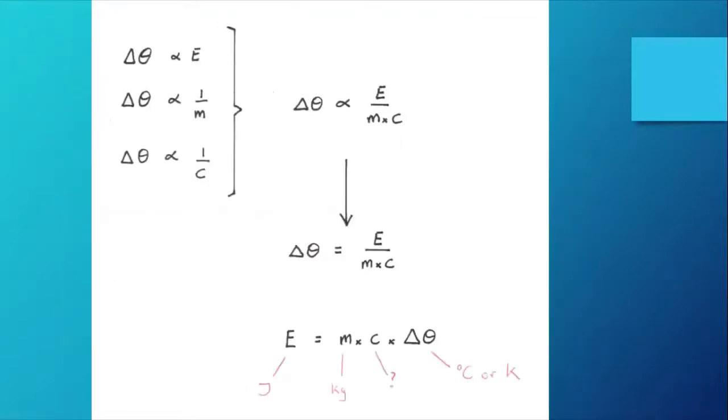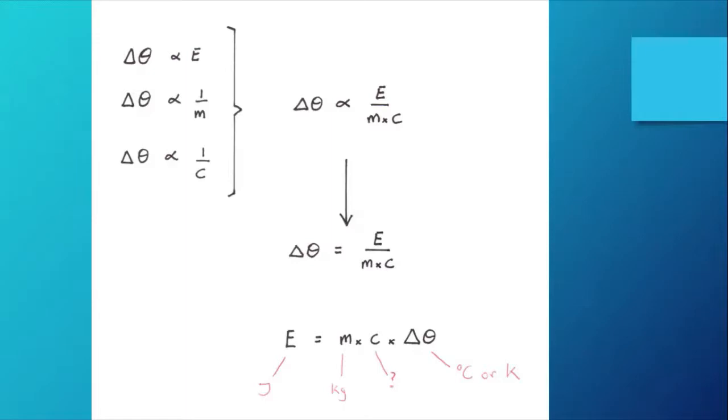So what have we established? We've established 3 relationships and we can put them together so that delta theta is proportional to E over mc. Yes, I know we haven't defined what C is. We'll come on to that in a moment.